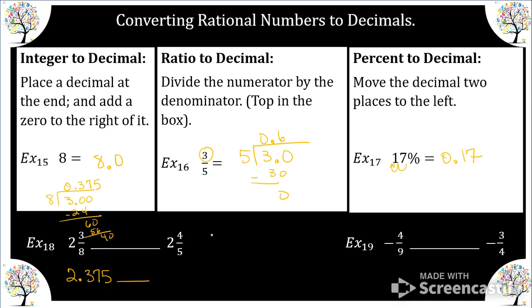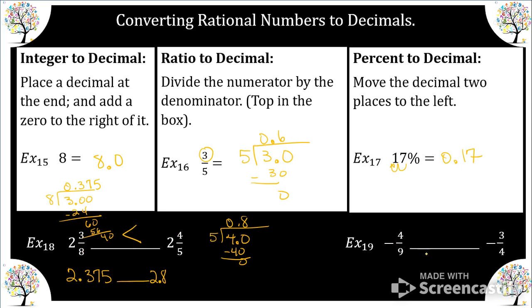Again, top goes in the box, so we're going to divide 5 into 4.0. Again, we're going to have 2 point something. 5 goes into 40 8 times. So we have 2.8. So we can compare these. The 2's are the same. Then we look at the tenths. 3 is less than 8. Therefore, 2 and 3/8 is less than 2 4/5.